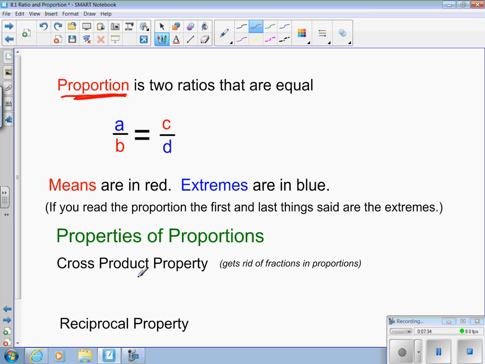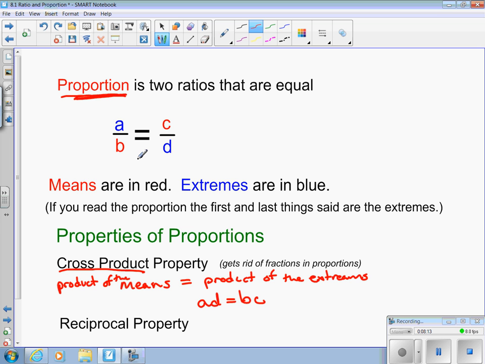One of the properties that we've already used, the cross product property, says that the product of your means equals the product of the extremes. So basically, A times D equals B times C from up above.